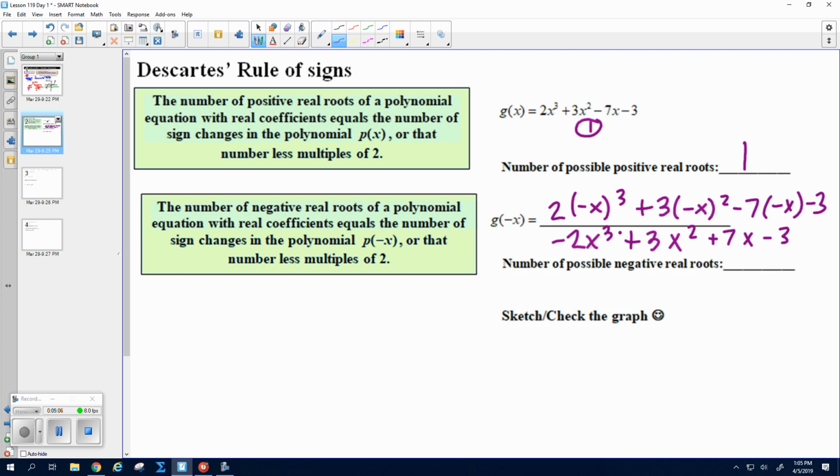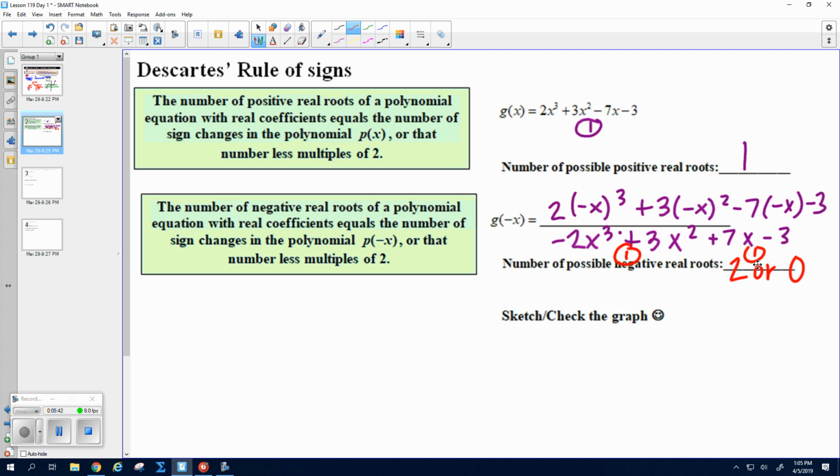All right, once you plug in negative x, then you look for the number of sign changes. That's it, number of sign changes. So we start negative, and then we go to positive. So here's one sign change. And then it stays positive, so that's not a sign change. But here's another one right here. And so the number of possible negative roots is 2 or 0. You always descend by 2. So there were 2 sign changes, and you always go down by 2 because those imaginaries come in pairs, so you don't know if it's 2 or 0.